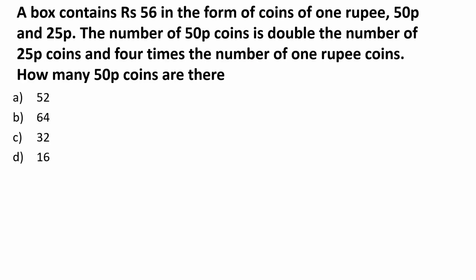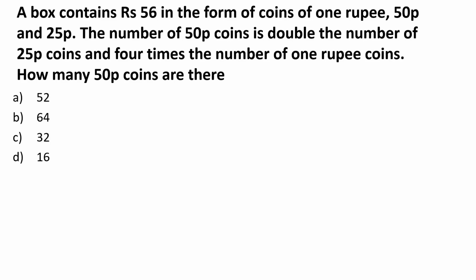And the next one. A box contains 56 rupees in the form of coins of 1 rupee, 50 paisa and 25 paisa. The number of 50 paisa coins is double the number of 25 paisa coins and 4 times the number of 1 rupee coins. How many 50 paisa coins are there?